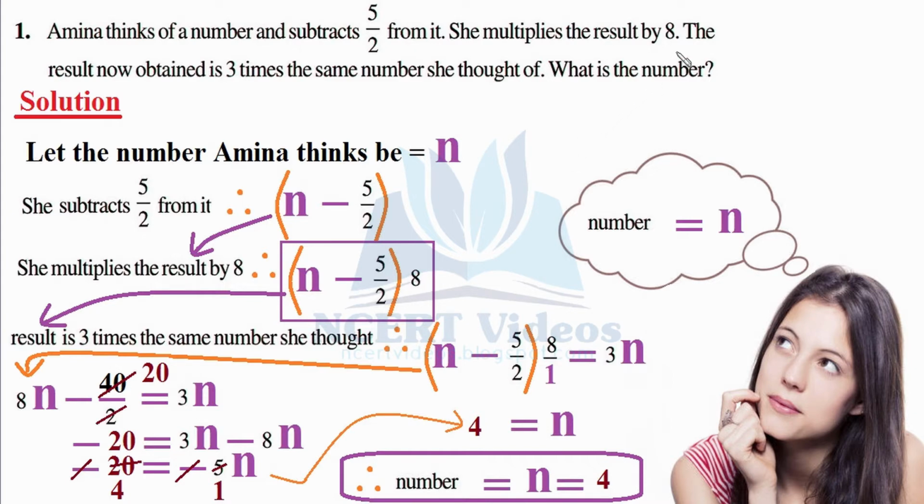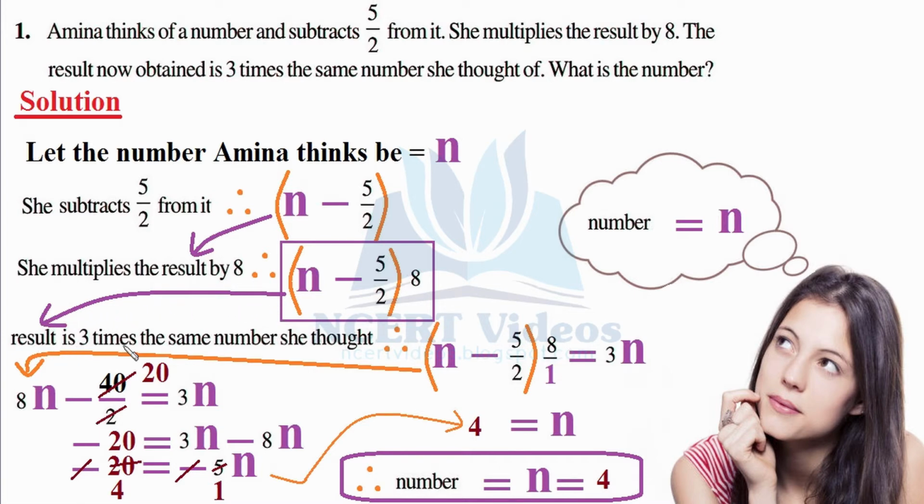Now let's read the other statement. The result now obtained. Now the definition of result has changed. Now we have the result as this complete thing. That is, 8 is getting multiplied with n minus 5/2. Now this is our new result. Therefore we have represented it the same.